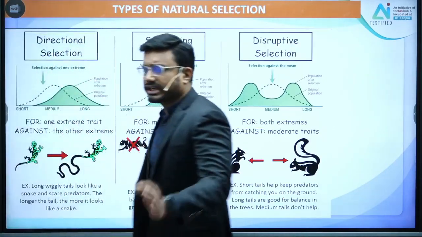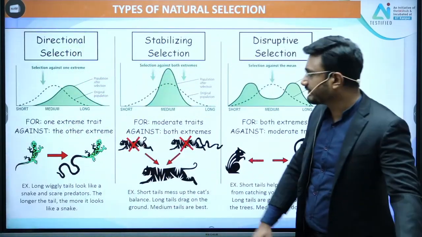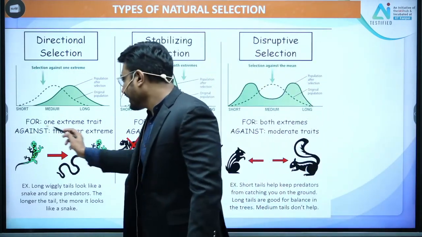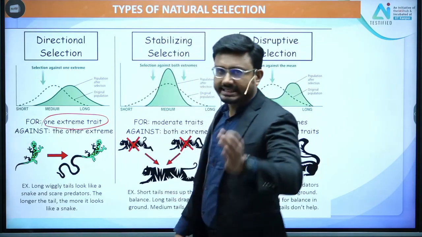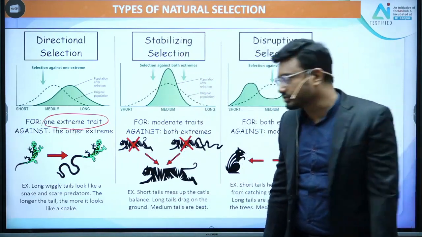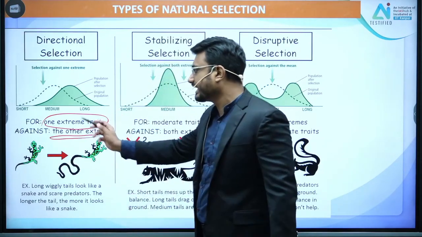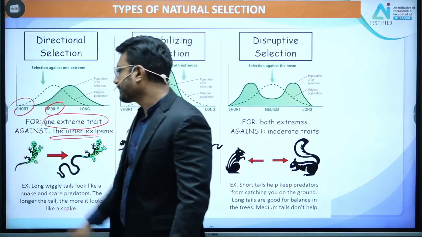So there are three types of natural selection. The first one is directional selection. In this, one extreme trait is selected and those organisms are able to survive, whereas it is against the other extreme and those having the median type of traits.